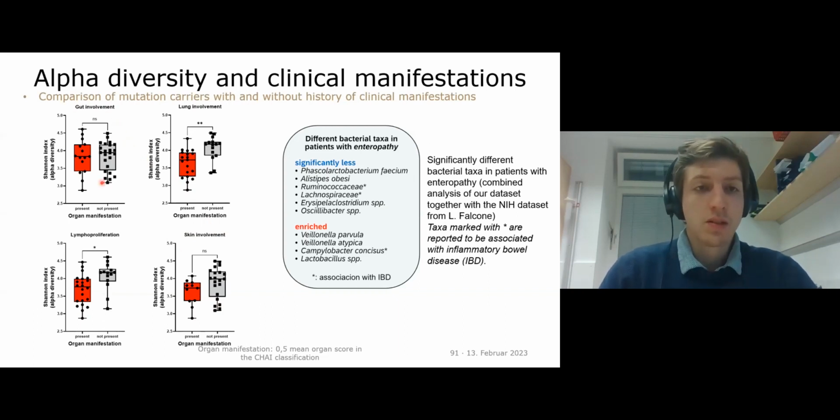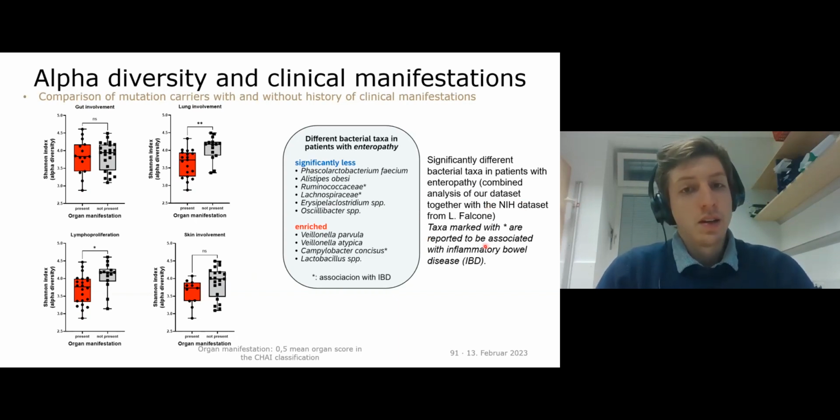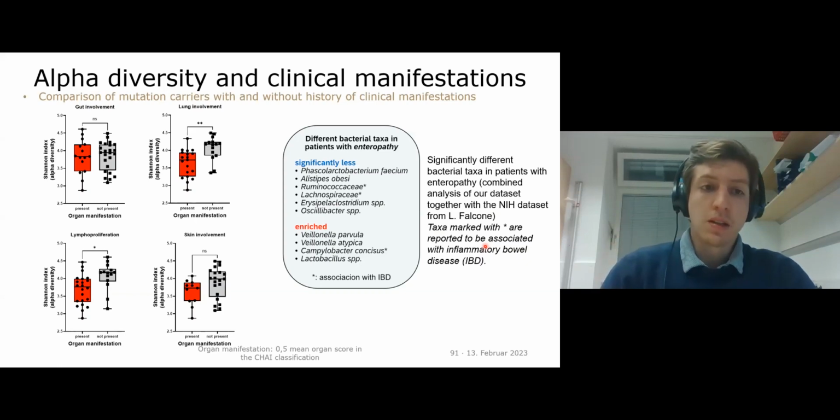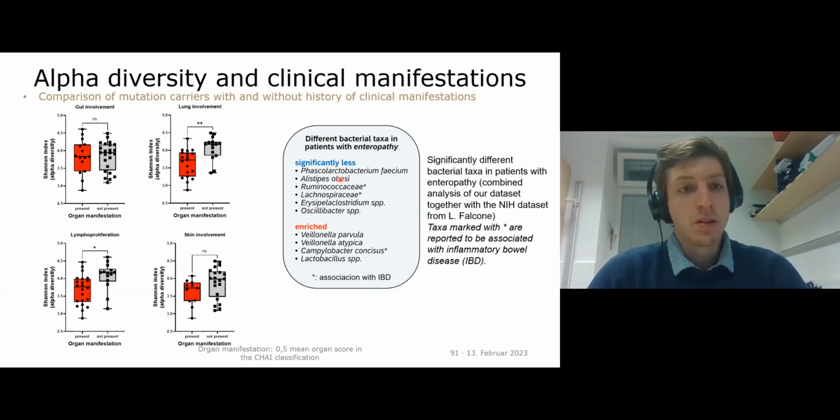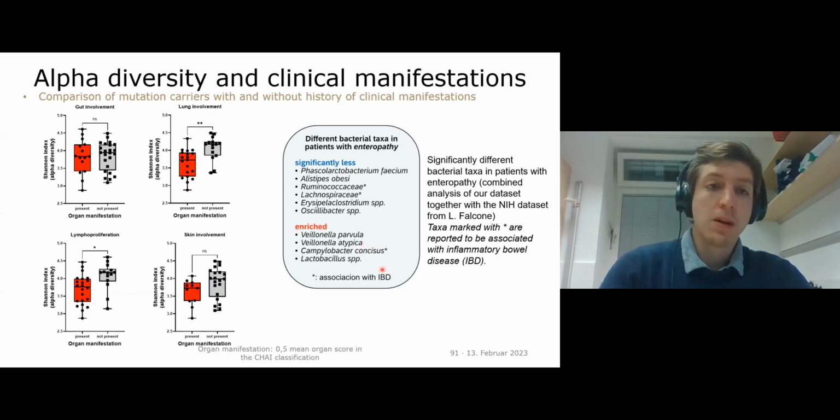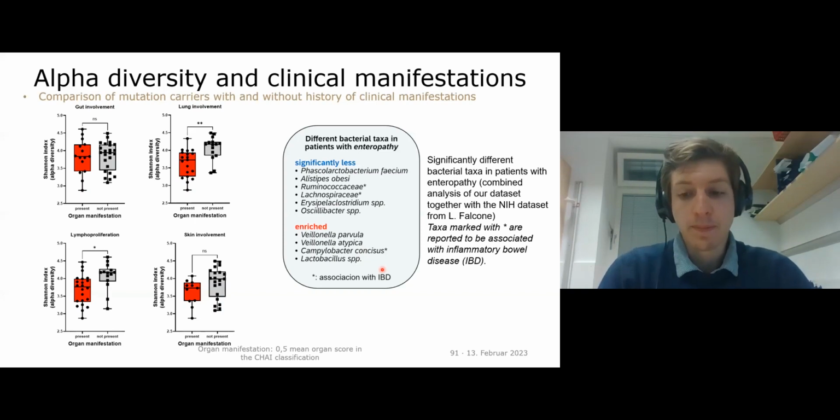Patients with or without gut involvement or skin disease didn't have a difference in the gut microbiome alpha diversity measured by the Shannon index. However, in our collaboration with the NIH and Liana Falconer, even though there was no difference in alpha diversity, we could identify some species that were expanded or significantly decreased in patients with or without enteropathy. Some of these species are also similar to the ones that we could find in the affected, unaffected cohort. And very importantly, many of these have already been published to be associated with IBD.